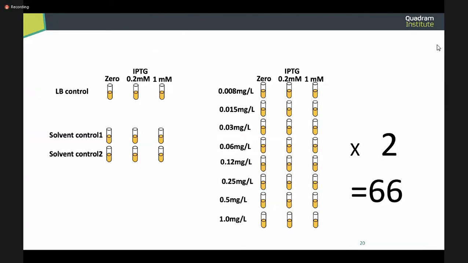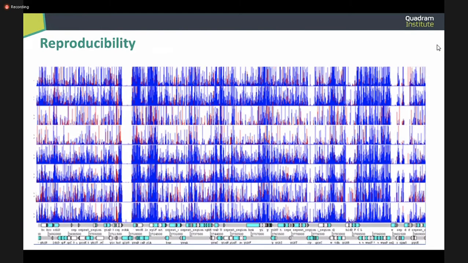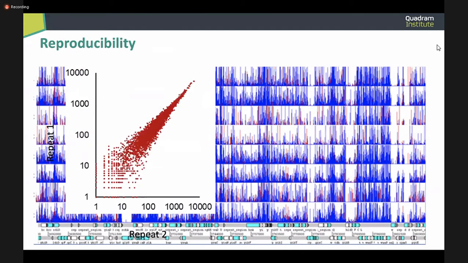So in this experiment, we did 8 different conditions of triclosan, and we did a control, of course, and a solvent control as well. That makes up to 66 experiments. This is the reproducibility of TraDIS. As we can see, it's pretty reproducible, with a correlation value of 0.97.